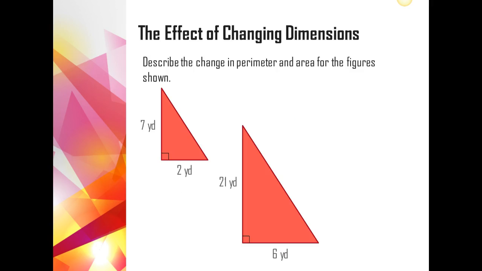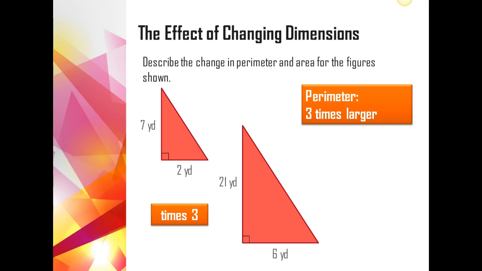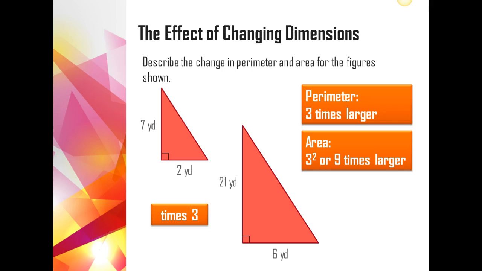Let's describe the change in perimeter and area for the figures given. To get from the first figure to the second figure, we multiply the dimensions times 3. Therefore, we know that the change in perimeter from the first figure to the second figure is going to be 3 times greater. The change in area from the first figure to the second figure is going to be 3 squared, or 9 times greater.